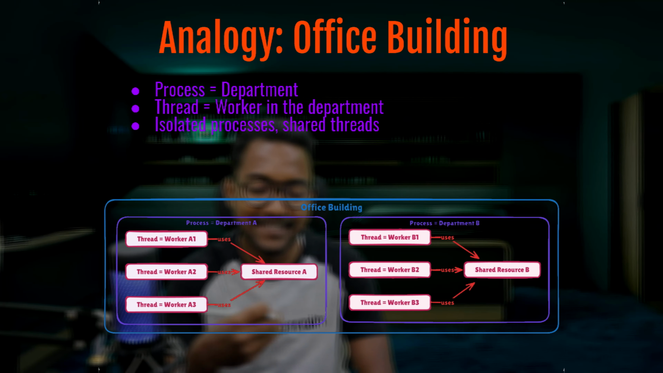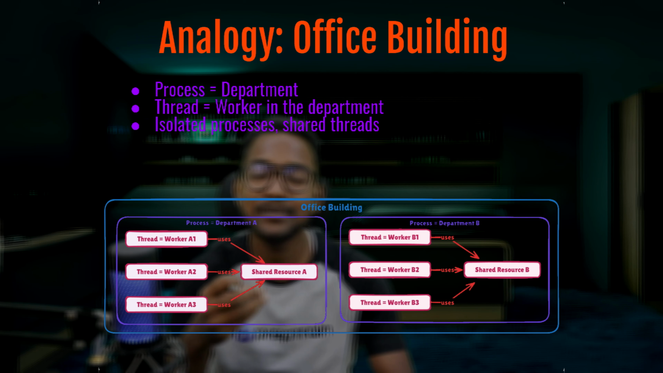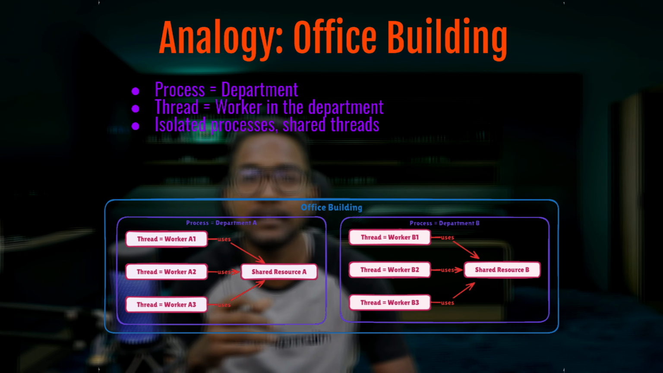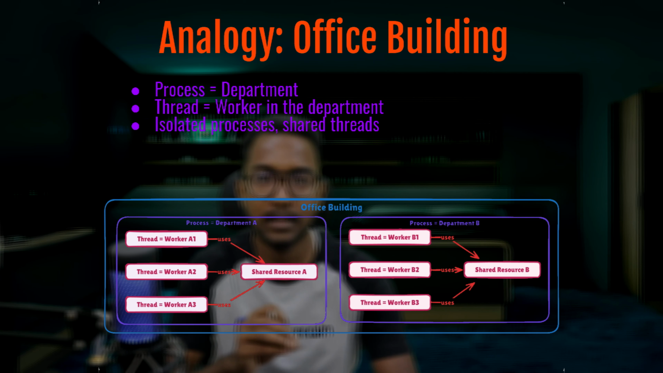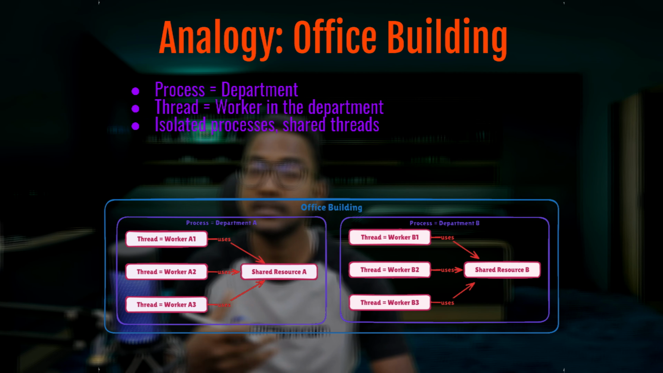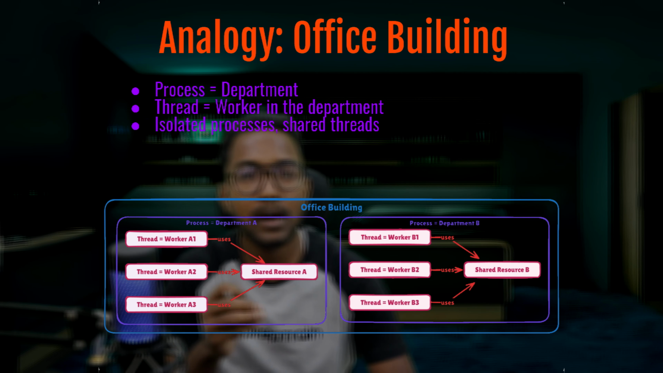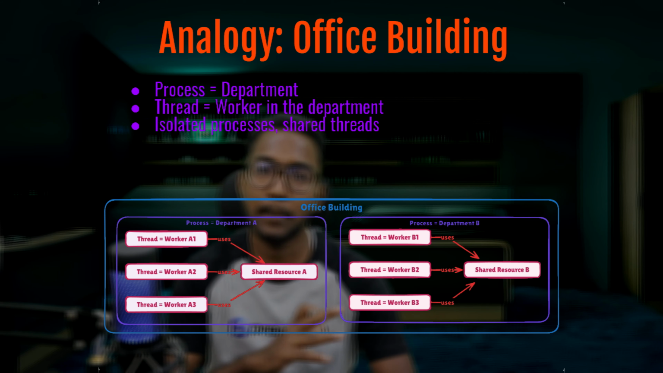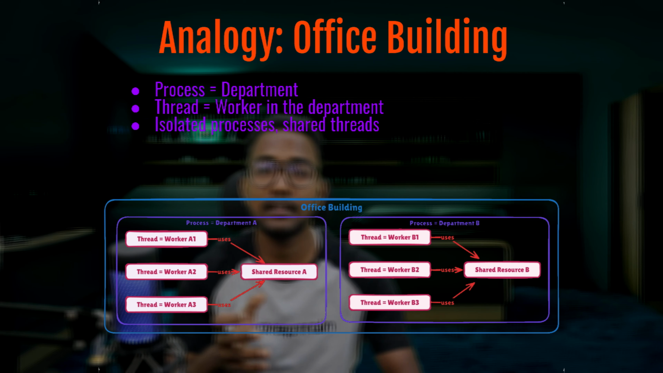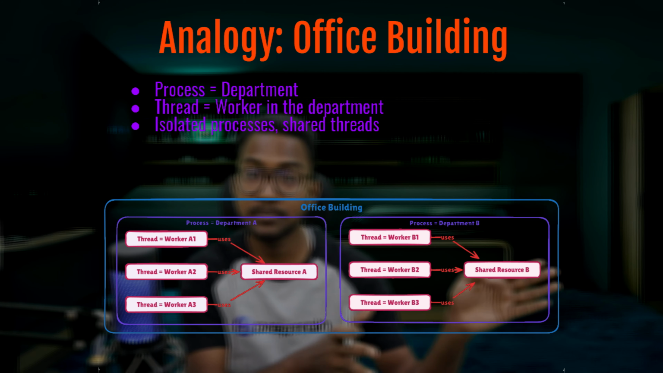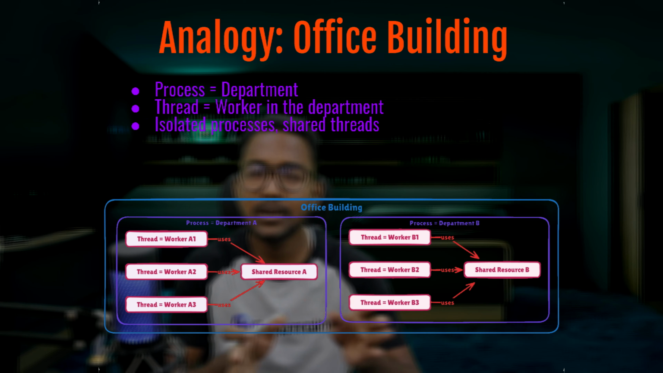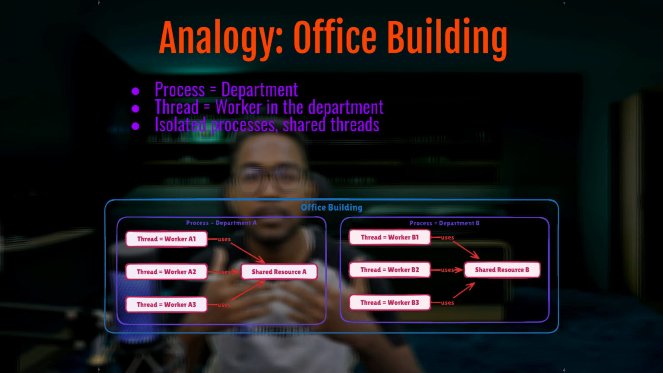Now, let's make this a little more relatable by using an example. Imagine your computer is an office building. Each process is like a department within that building, working on its own tasks with its own resources. For example, the marketing team might be working on a new campaign, while the finance team is handling the budget. Each department or process has its own responsibility and resources. They don't interfere with each other. But what about threads?